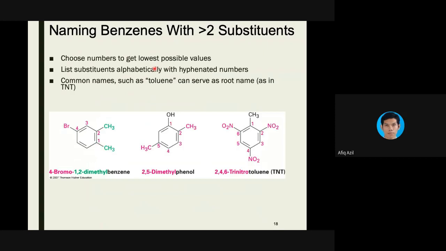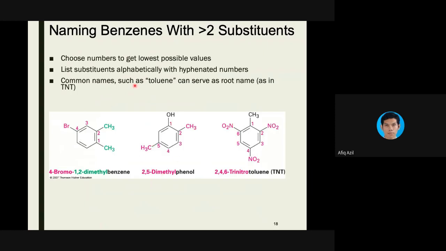So list the substituents alphabetically with hyphenated numbers. So even though this CH3 is positioned at number 1, okay, number 2, when you write the name, you arrange it alphabetically. So bromine goes first since it is B. Okay. Then you have here dimethylphenol.